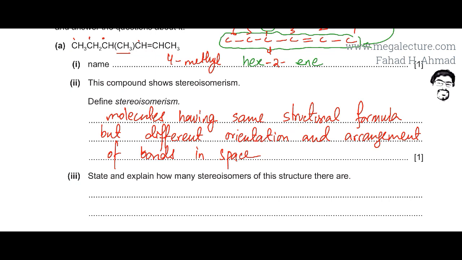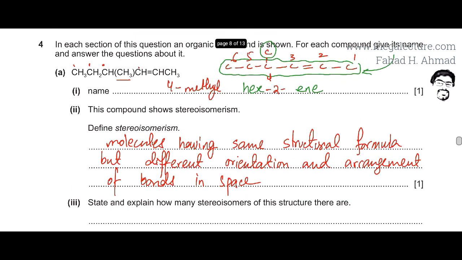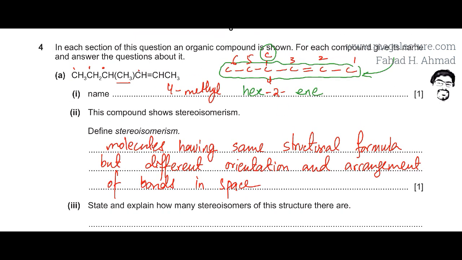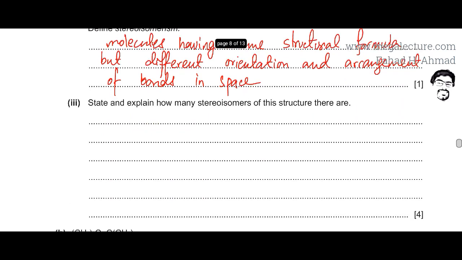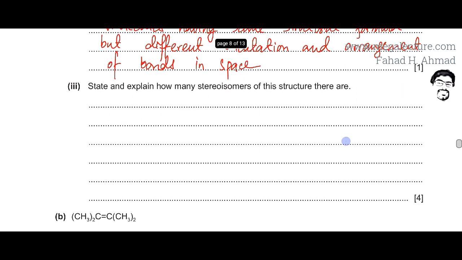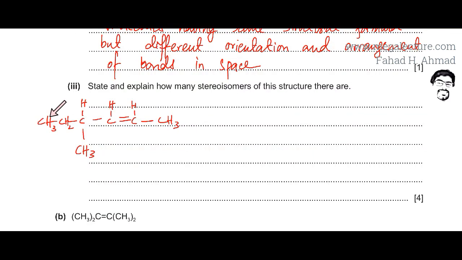Now, part 3 is to state and explain how many stereoisomers of the structure there are, and we have this structure in front of us, the one I've drawn over here. Let's redraw this structure and mention how many different types of stereoisomers the molecule could form. If you look at this molecule carefully, you would notice that it forms two types of stereoisomers. One is formed by this double bond over here.